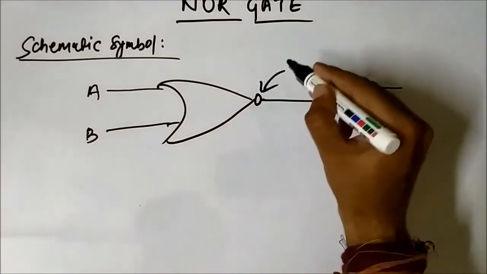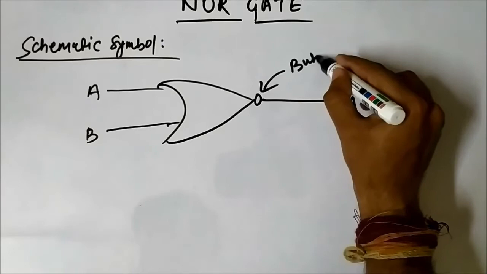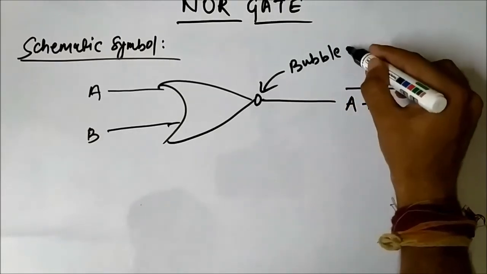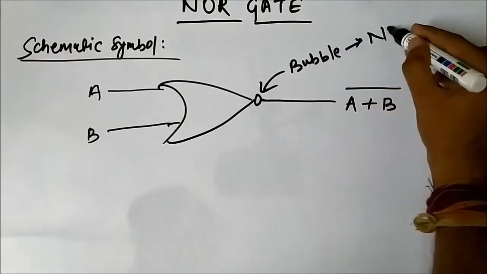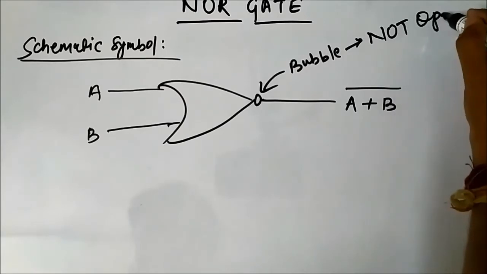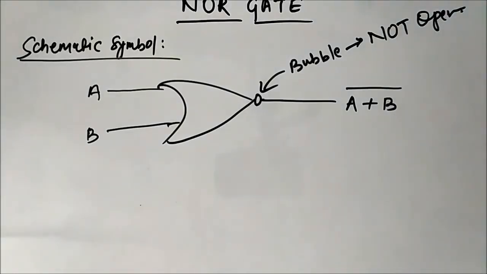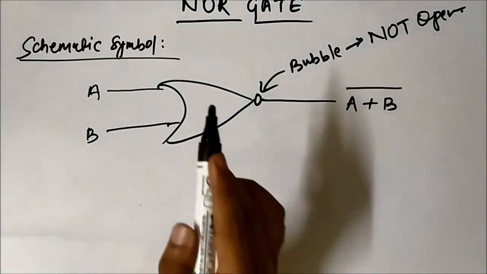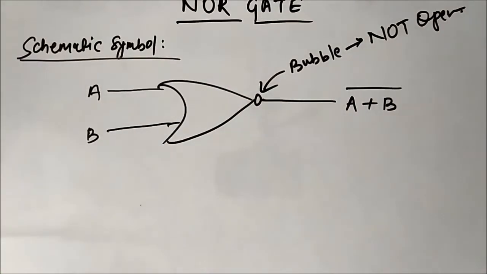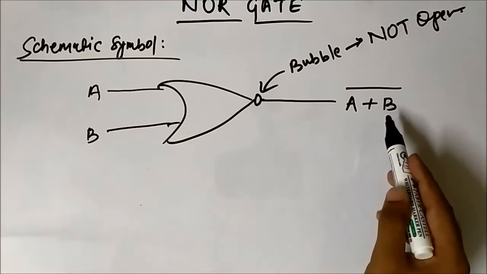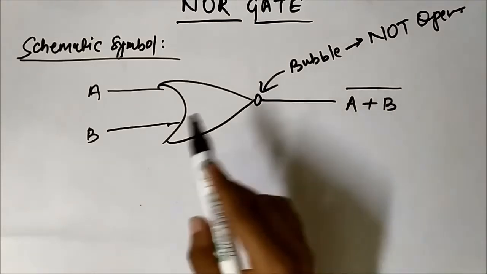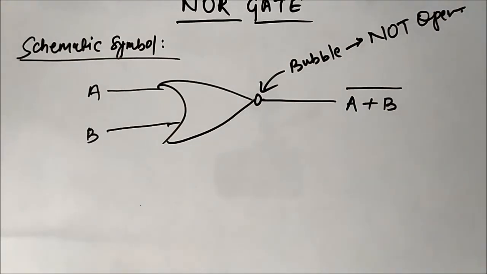This bubble represents the inversion operation or NOT operation. So this is the schematic symbol of the NOR gate, where the output is the complement or the inverted version of the output of the OR gate.